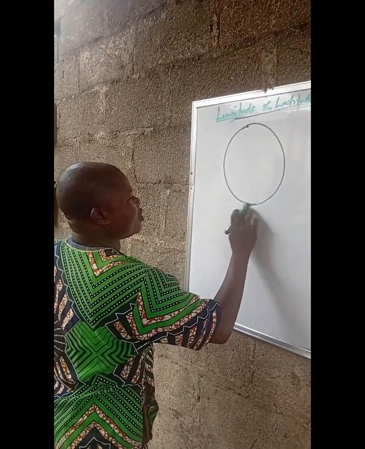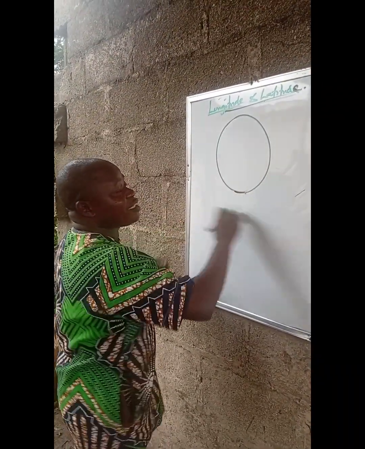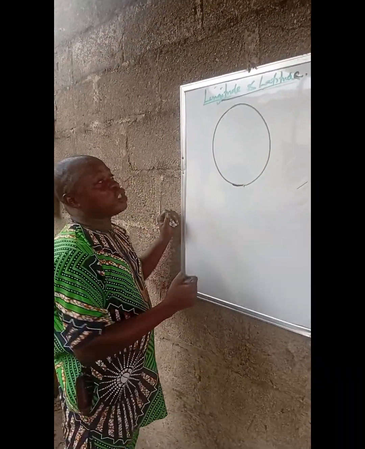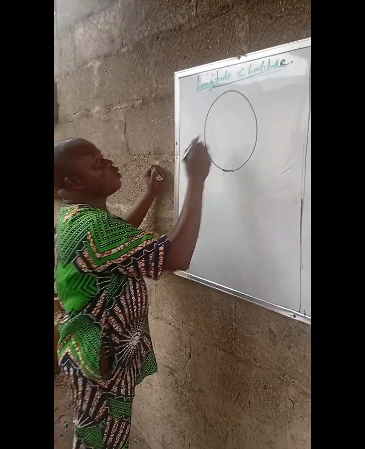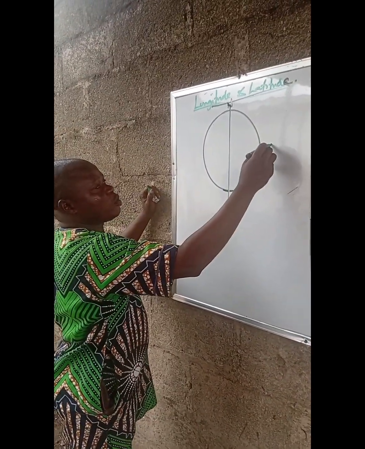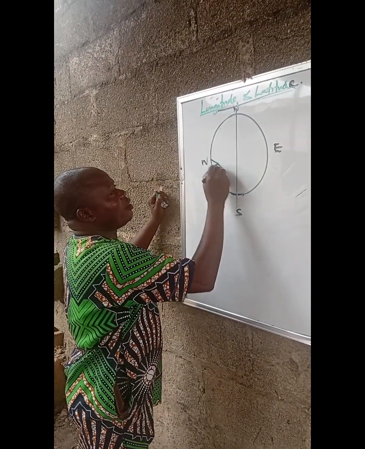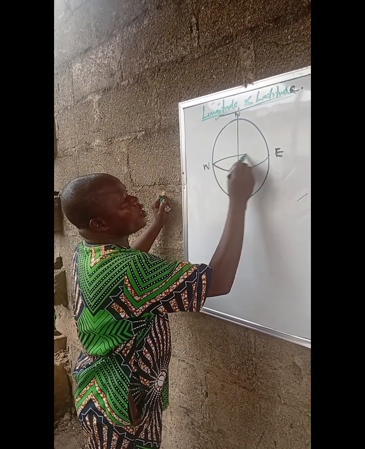Now, if you check, this is a circle, according to the surface of the earth. Normally the earth is spherical, it is not a direct circle. So now, if you check from the north pole, this is north, this is east, this is south, and this is the west. Now, this is the center of the earth, which is called the equator.